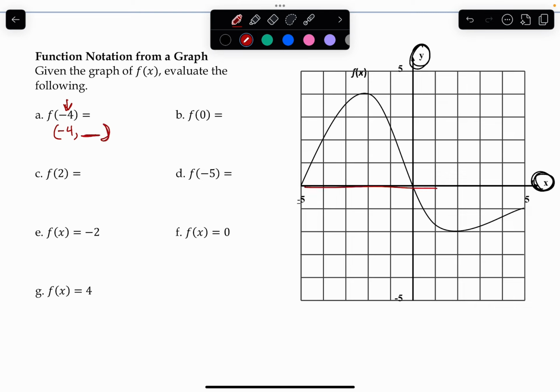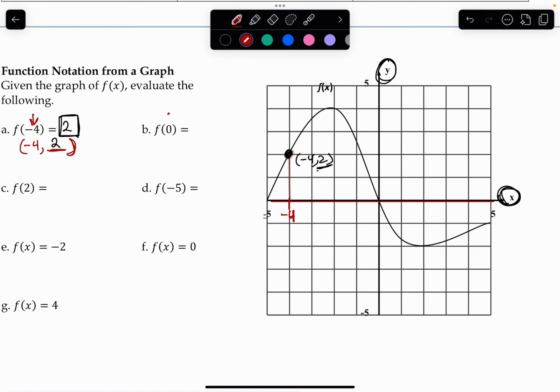And so we're going to go to our x-axis and go to where x is -4, and then go to the function and see what the y value is. And so the y value at -4 is +2. And so we have the point -4, 2 on our graph. And so if the question asks, what is f of -4? Your answer is 2, just 2. That would be the output, the y value.